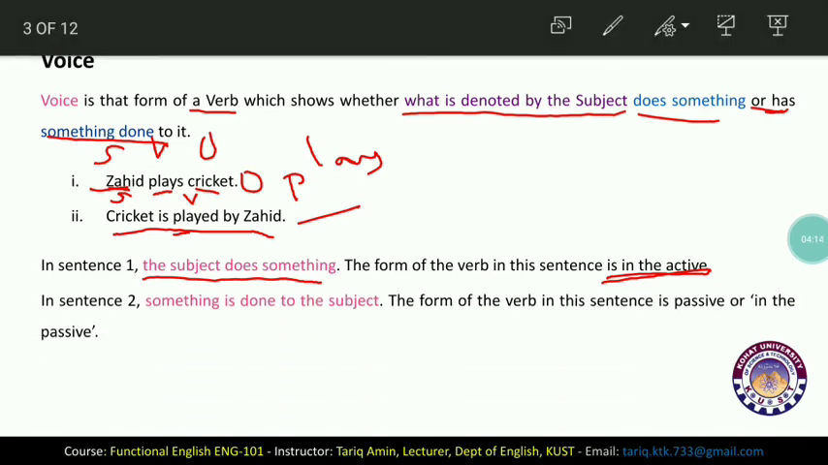In sentence number 2, something is done to the subject. Cricket is the subject in sentence number 2, and something is done to cricket. The form of the verb in this sentence is passive, or in the passive voice, because the form of the verb play shows that something is done to its subject.